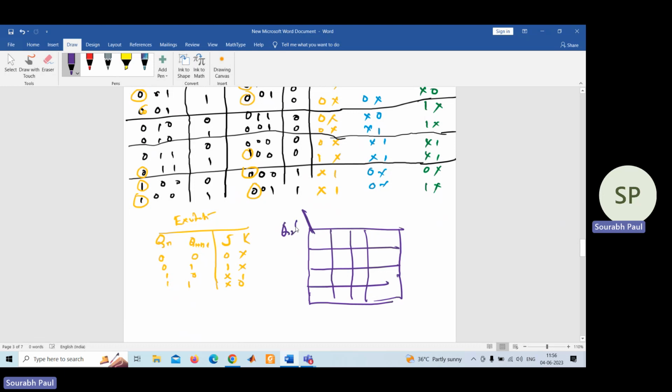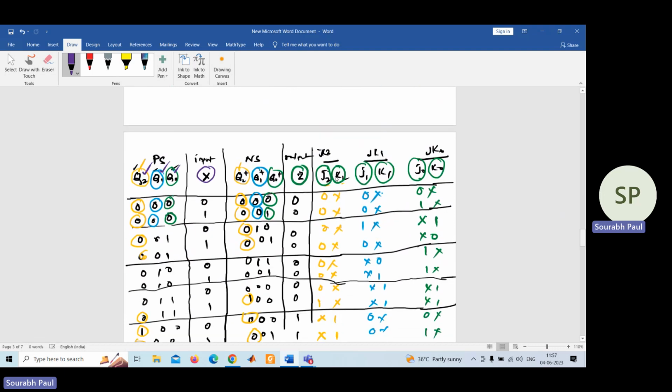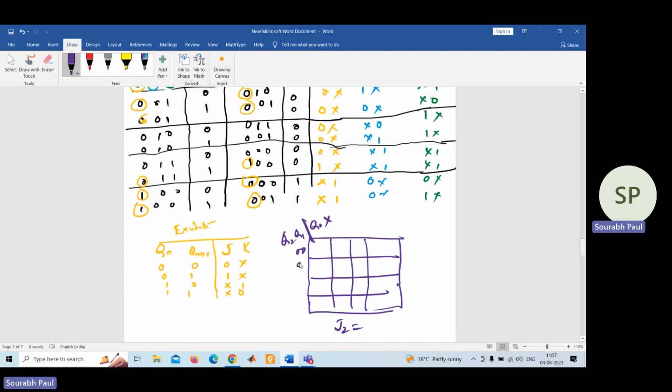So here you have the input of Q2, Q1, Q0, and X. And what are we trying to find out? Suppose I am doing it for J2. The same procedure you can follow for the other variables also. So I am doing for J2. 0, 0, 0, 1, 1, 1, 1, 0, 0, 0, 0, 1, 1, 1, 1, 0.